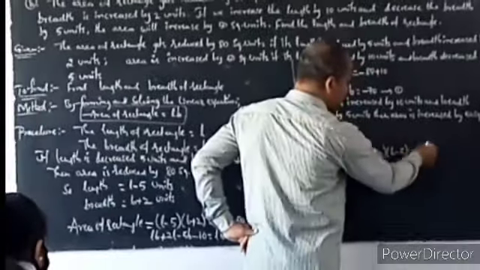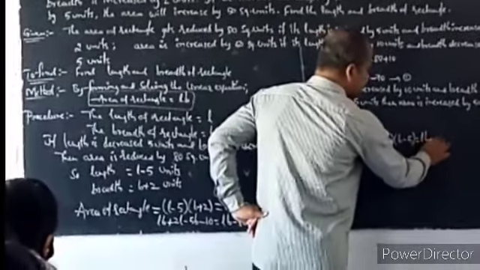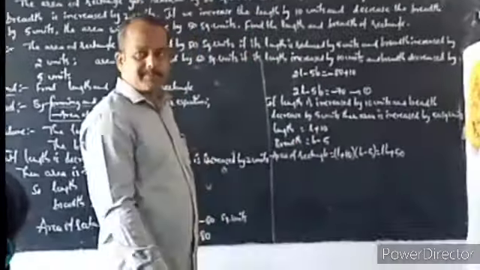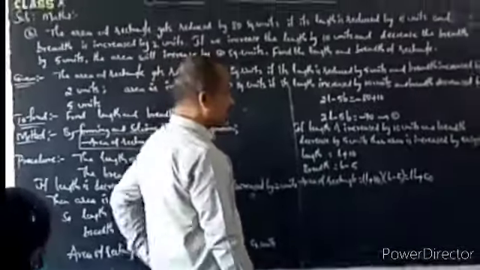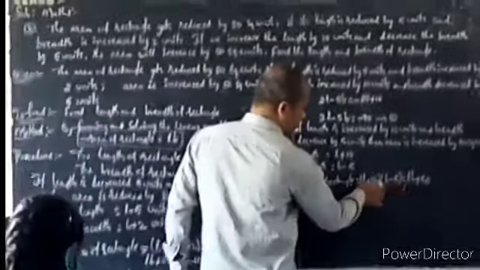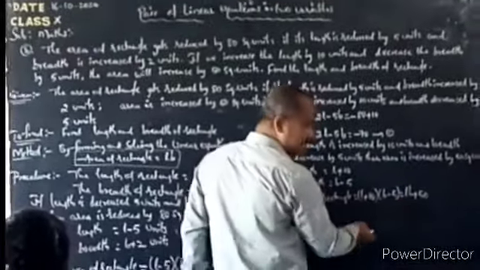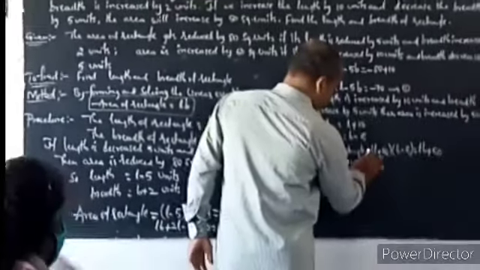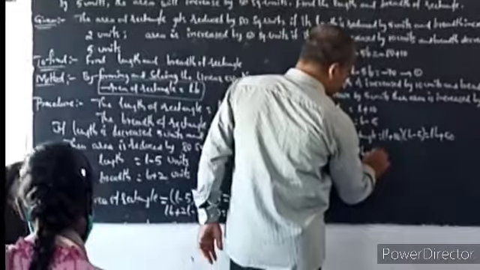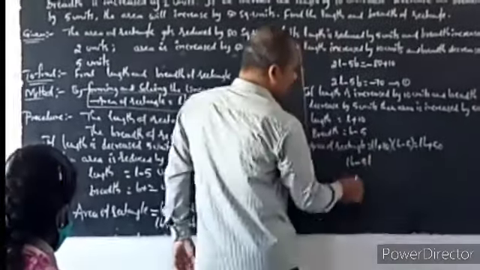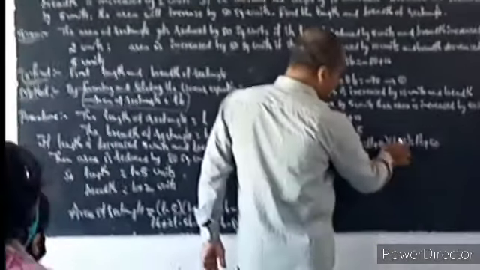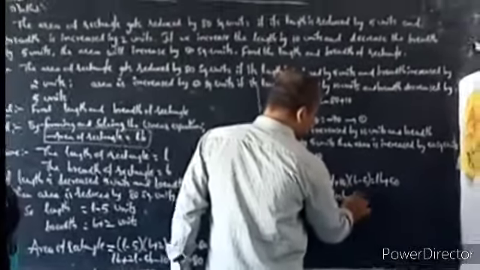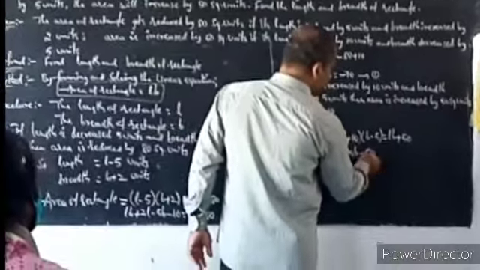That is equals to how much? LB plus 50. Area is increased here, that's why plus 50. If it is decreased, minus. But here it increases. So simplify the LHS part. L into B, LB. Next L into minus 5, minus 5L. Next plus 10 into B, plus 10B. 10 into minus 5, that is minus 50. Yes, na?